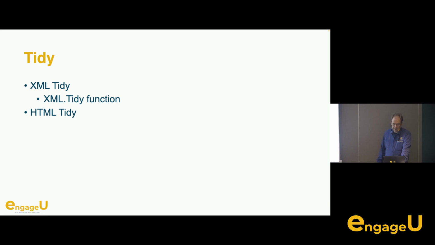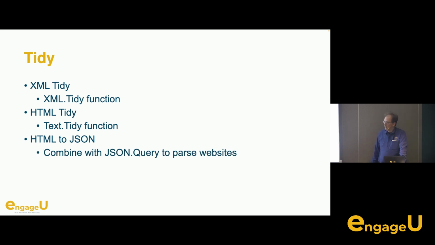Then we got the tidy library. This is an open source library to perform cleanup of XML and HTML. So we got an XML tidy function, which allows you to pass in some XML with maybe some errors, like someone made a typo, and it can fix it. And same, it can pass HTML and clean up the HTML. And on top of that, we got an HTML to JSON function, which allows you to have a structured JSON, which then you can use with a JSON parse function to run queries against. Maybe easier than working with HTML directly.